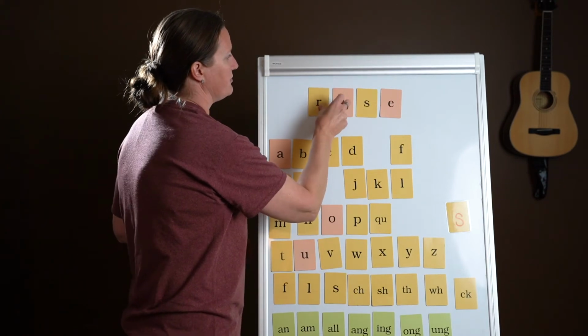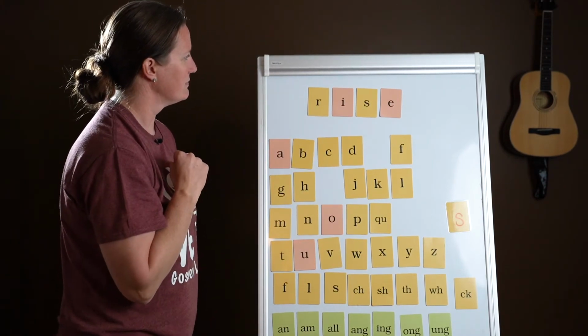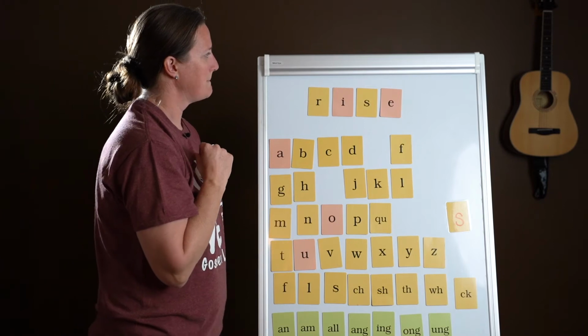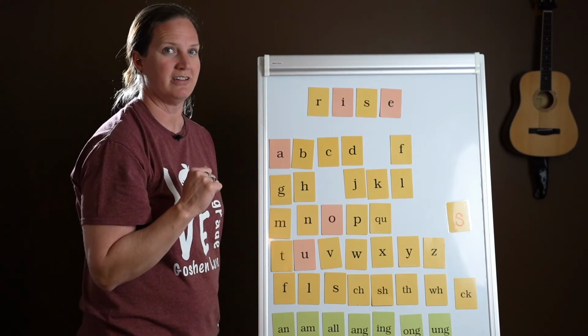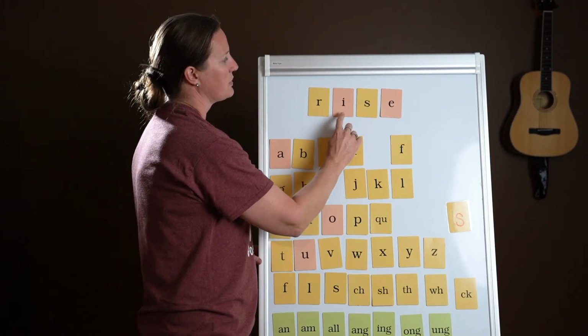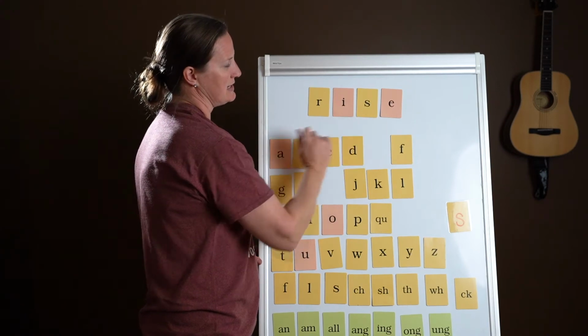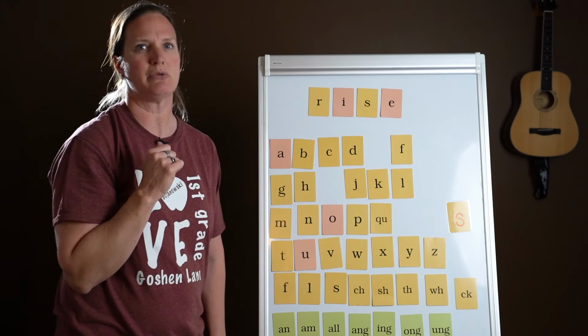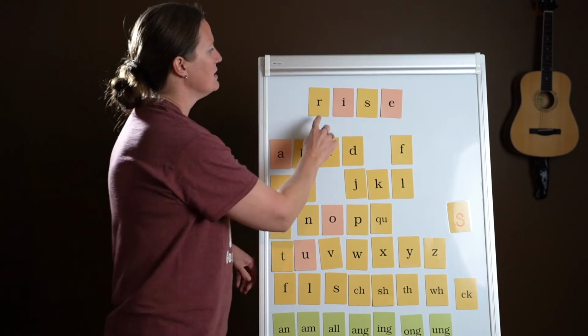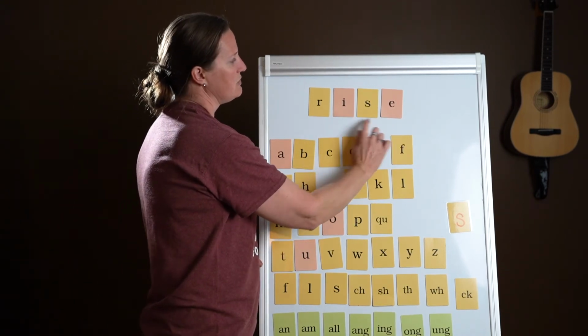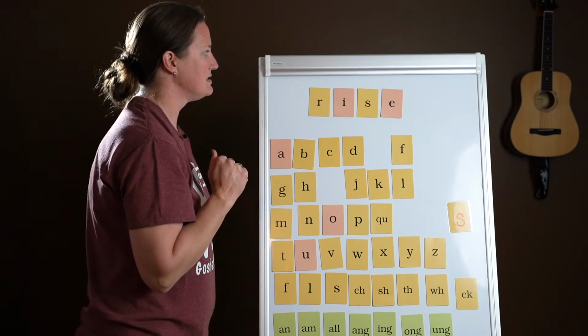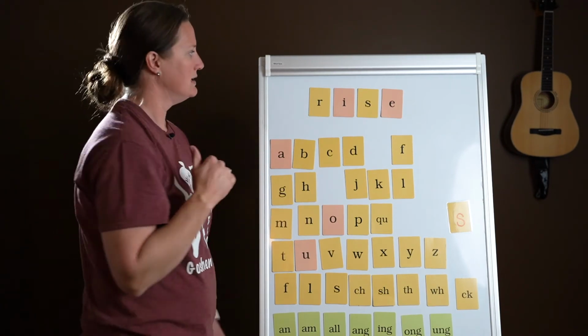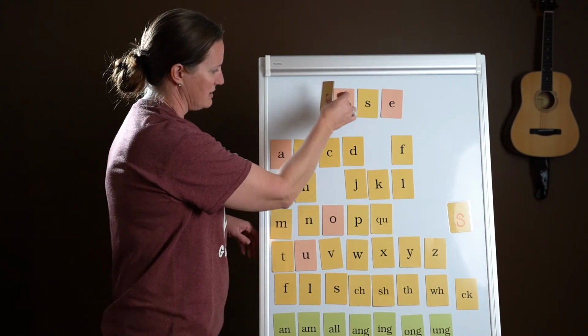Okay? There's another one that we can do. What about this one? What do you think, boys and girls? Yes, we have rise. This isn't rice like you eat. That would be with a C, okay? So remember, S in between two vowels can sometimes say Z.